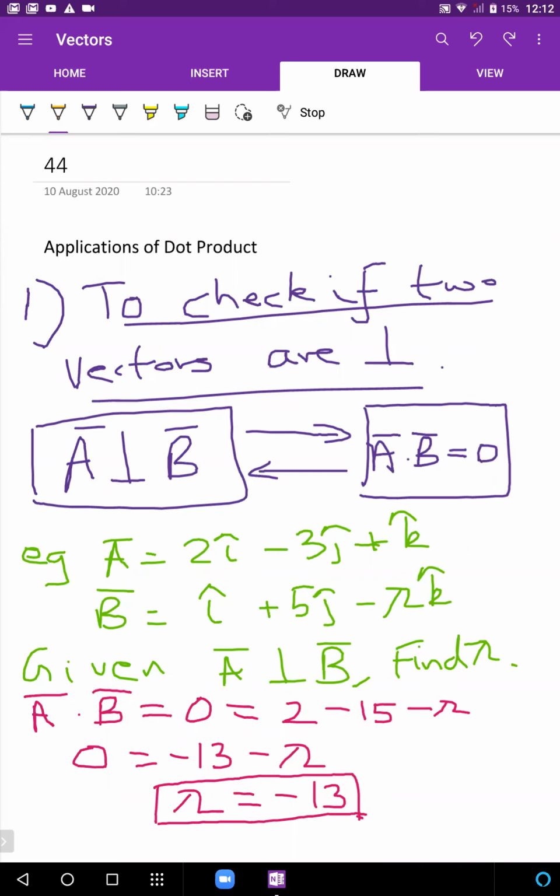Just be a little careful. I think all those who answered 13 made a slight silly mistake. Just be careful. Lambda is minus 13. But isn't the idea simple? कभी भी ऐसा सवाल आया, very simple approach. Perpendicular है, मतलब dot product 0 होना चाहिए. हाँ, some of you tried solving orally तो थोड़ा गड़बड़ हो गया. It's okay, fine.